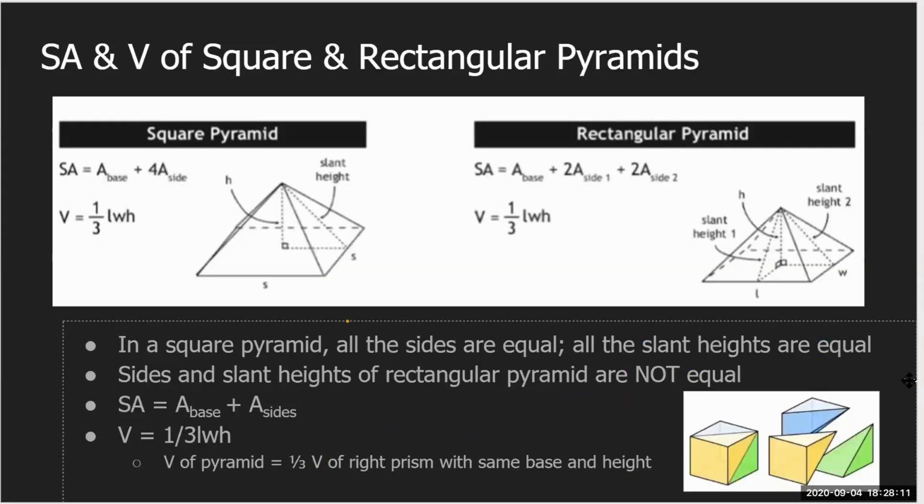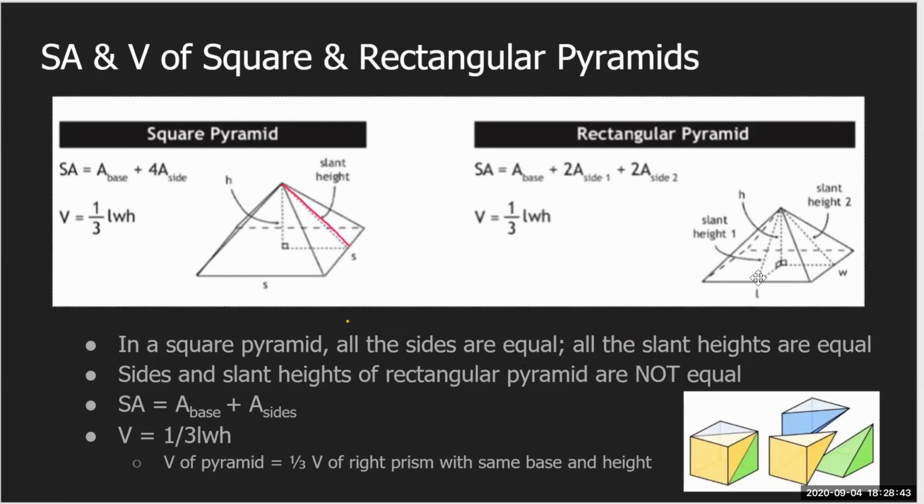All right, so now we're going to look at the surface area and volume of square and rectangular pyramids. In a square pyramid, the base is a square, but you have to remember that the side lengths are not necessarily equal to the slant height. They can be, but not all pyramids will have the same side lengths as slant heights.